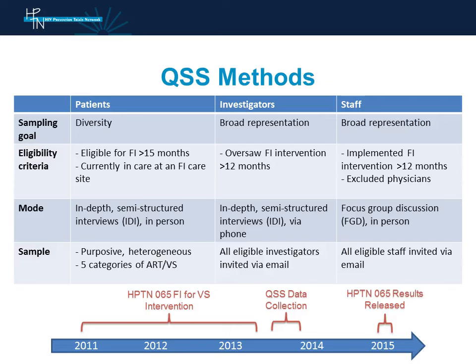So we collected qualitative data from 3 different participant groups, and those were patients, investigators, and staff. For patients, our goal was really to have a diverse sample so that we could explore the range of experiences. In order to do this, we used a purposive heterogeneous sampling strategy where we had 5 predetermined subcategories of different types of patients that were based on ART and viral suppression status before and during the study, and I'll go over those a little bit more later. And we asked sites to recruit within those categories.